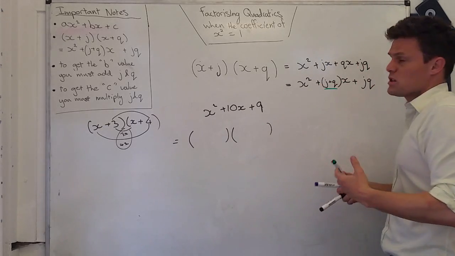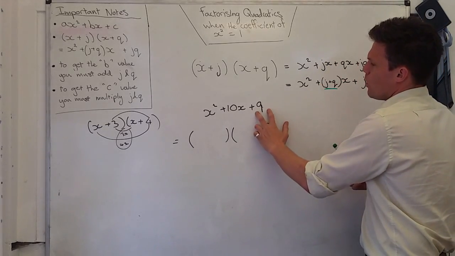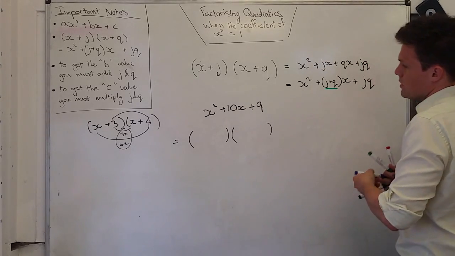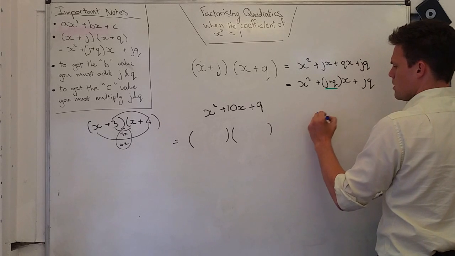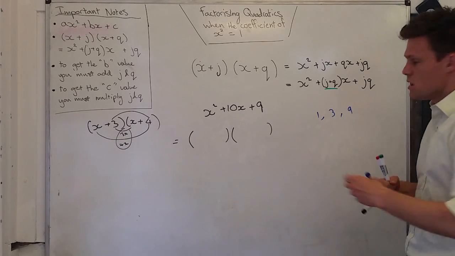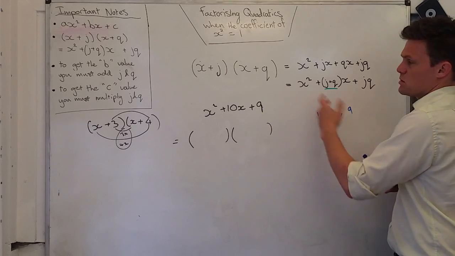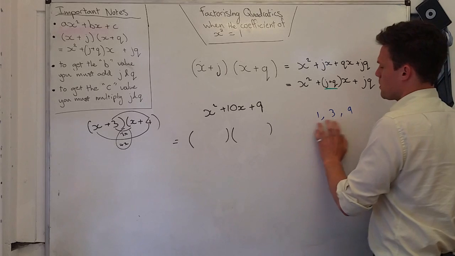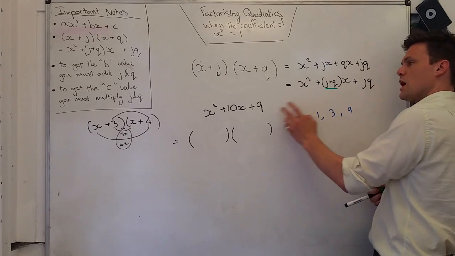So that gives us a starting point, because I know what numbers multiply together to give me 9. I know the factors of 9, and I can write those out. So I've got 1, 9, and 3. Those are the factors of 9. 1 times 9 will give me 9, and 3 times 3 will give me 9. So now I've got to think, right, well, I know that if I multiply these two together, or if I had 2 3's, I would get 9.